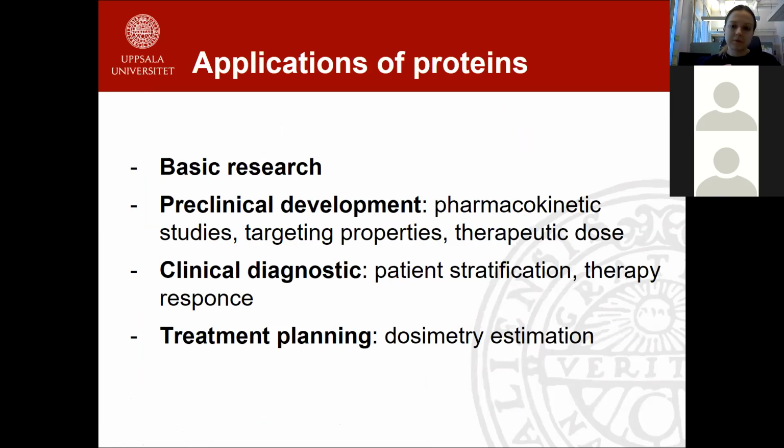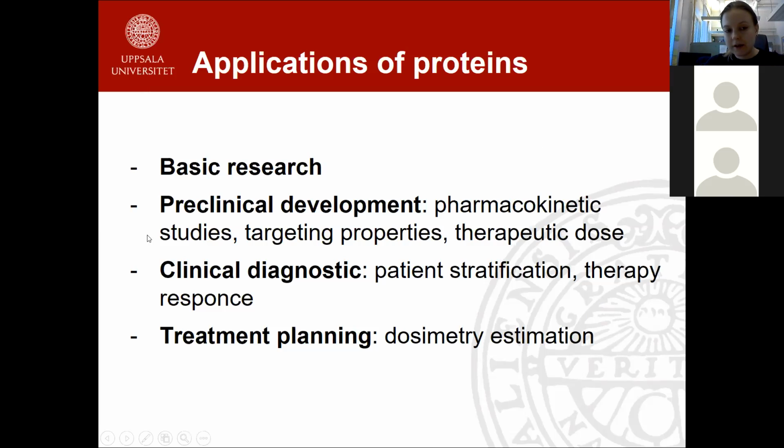Okay, so if we think about applications of radiolabeled proteins, we can basically divide it into 4 different groups. The first application is in basic research. That's what we do in the lab, at the university. If someone wants to study some basic biological processes, they can label some protein of interest and they can study a mechanism of the disease, for example, or something else related to basic biology.